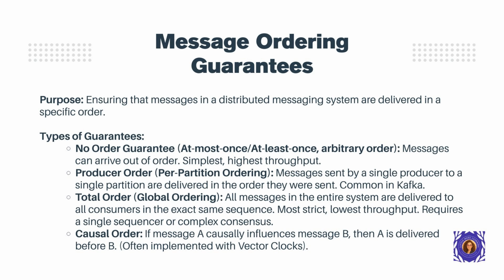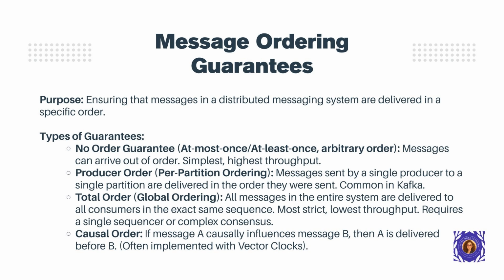In distributed messaging systems, where messages flow asynchronously, ensuring they are delivered and processed in a specific order can be critical. This leads to different message ordering guarantees, where the level of ordering required varies by use case. The main types include no order guarantee, simplest and highest throughput. Messages arrive arbitrarily. Producer order. Per partition ordering guarantees messages sent by a single producer to a single partition are delivered in order. Common in Kafka for event streaming.